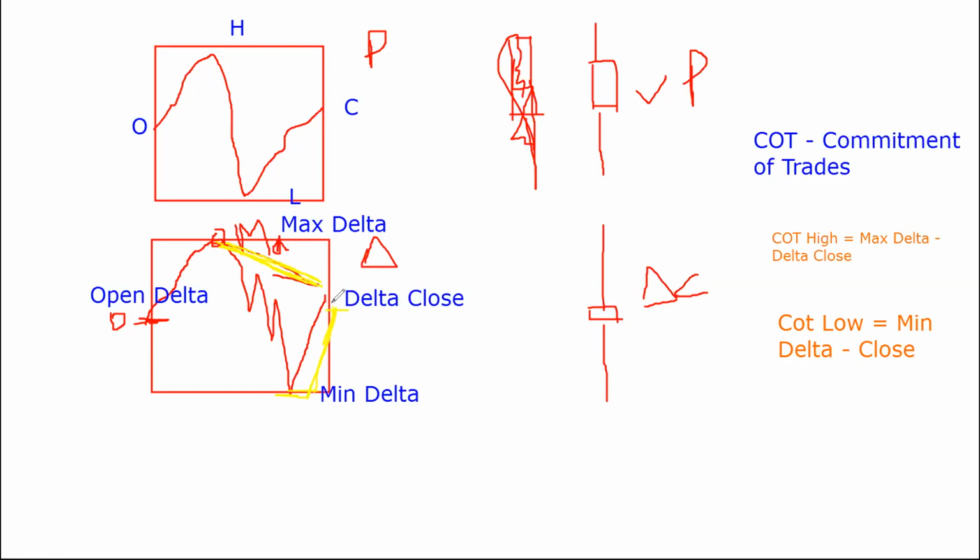Especially the same thing happens over here. Every time the delta is hitting a new high, the COT high becomes 0, and every time the delta is hitting a new low in that candle, COT low becomes 0. That means it always tracks only from the low of the minimum delta to the delta close. It tracks the final value. Let's go back to the charts and look at how the buying pressure or the selling pressure looks like.